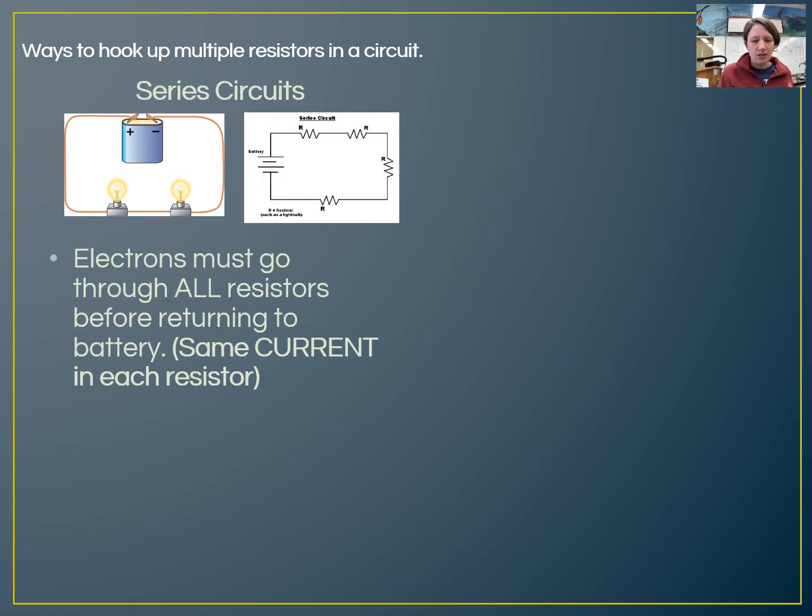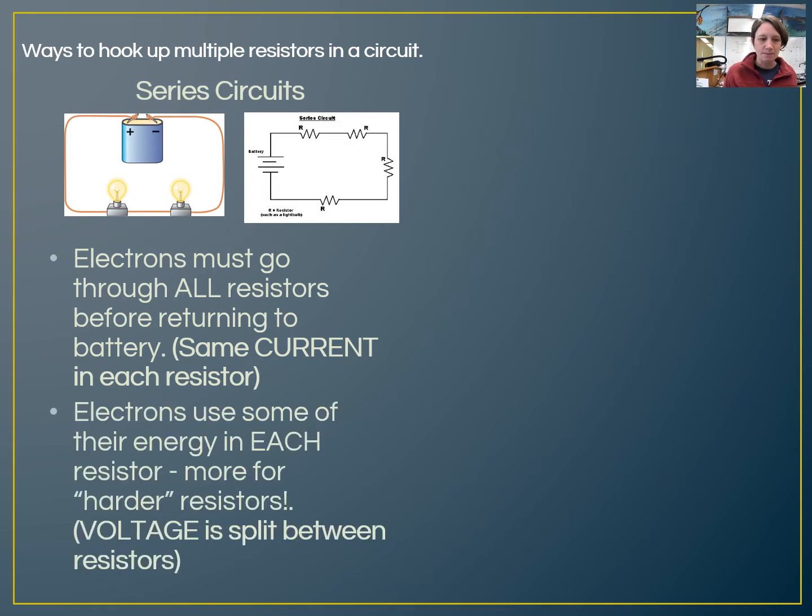So if you think deeply about what the variables mean and how those electrons and energy are interacting at the level of the circuit, you'll realize that electrons in a series circuit have to go through all of the resistors before they return to the battery. They don't have a choice. There's a single path to get back to the battery. And since we're not allowed to create or destroy electrons, that means we have the same current through each resistor that is in series.